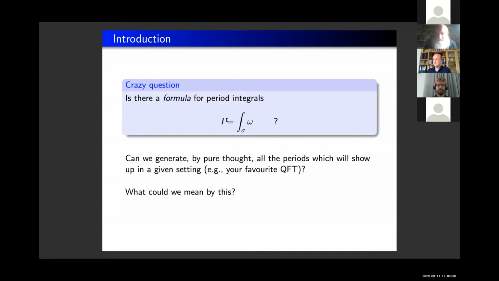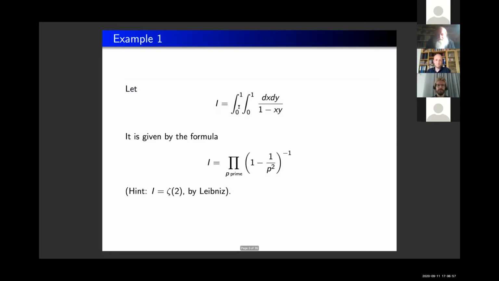So this doesn't seem to make much sense, but it's a theme that recurs in this area and amplitudes generally, where we have a quantum field theory or a string theory, and we want to be able to predict the types of numbers and functions that are going to occur in it by pure thought. Okay, so what possible sort of answer to this question could make any sense at all?